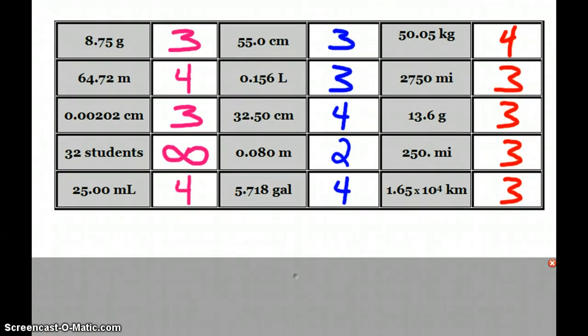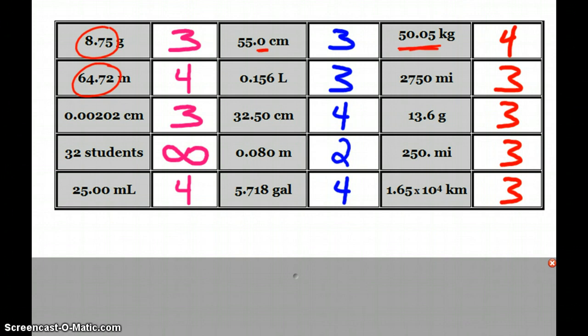Alright, so here we see the answers to how many sig figs. Okay, so hopefully you're doing pretty well with this. Most of them are pretty straightforward, all non-zeros. So here we have 3 and 4. Zeros after the decimal, definitely. So that's why this measurement, 55.0 centimeters, is 3.